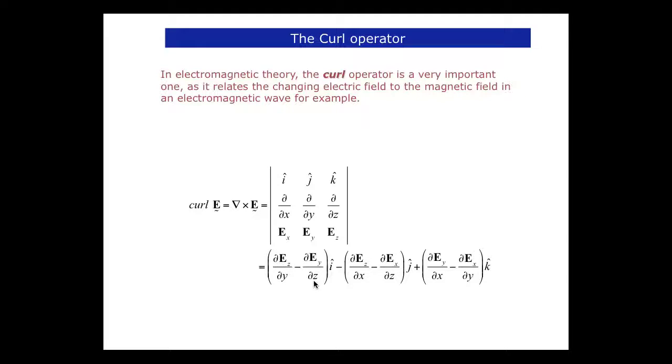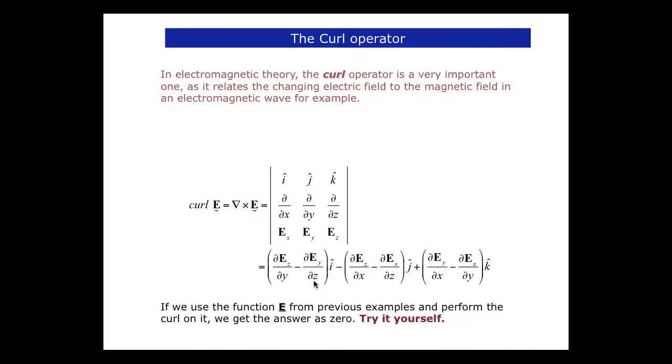If curl of a vector function is zero everywhere, such a function is called curl-less. For example, if we use the function e from previous examples and perform the curl on it, we get the answer as 0. Try it yourself.